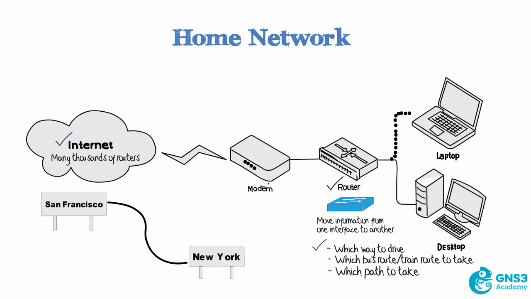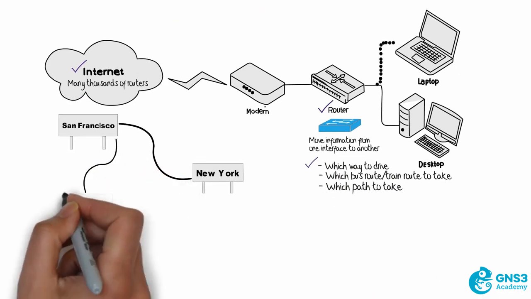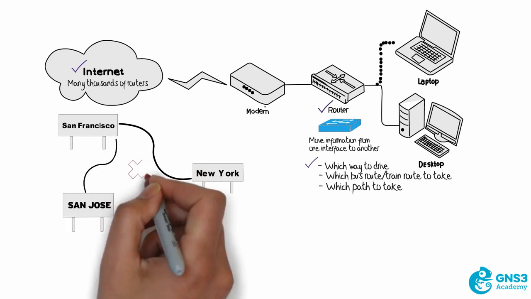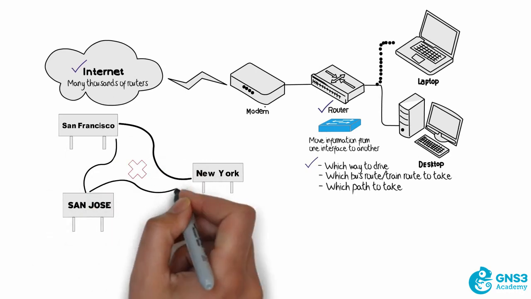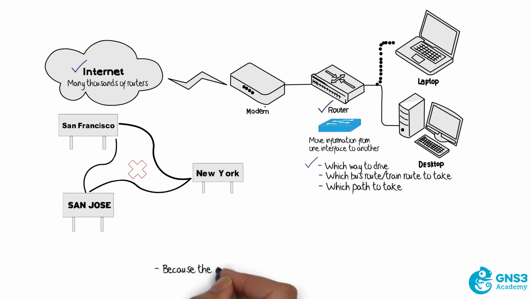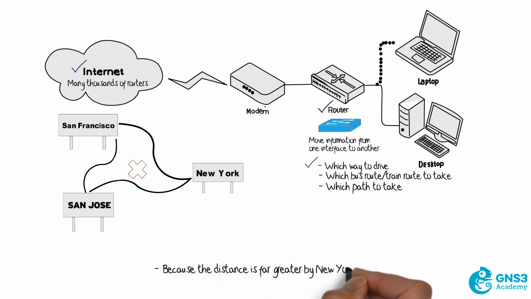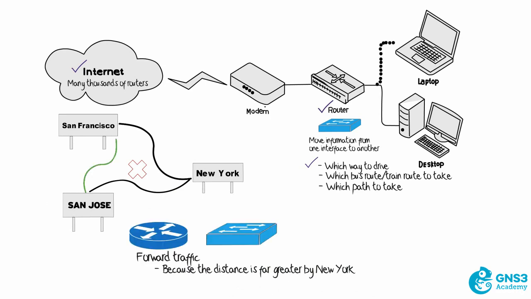If you were driving, as an example, from San Francisco to San Jose, you probably wouldn't decide to drive via New York, because the distance is far greater via New York than it would be simply driving from San Francisco to San Jose. In the same way, a router will make a decision based on distance, or what's called a cost of a route, to determine the best path to a destination.